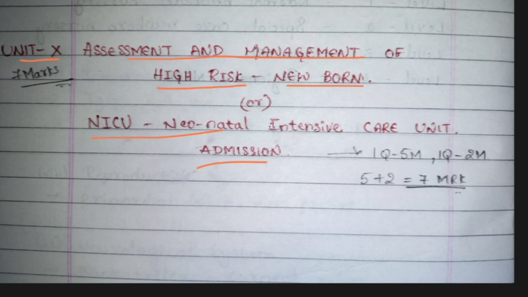And from this chapter you'll get one question for 5 marks and one question for 2 marks, so totally 7 marks. If you read this chapter, you're perfect with 7 marks.